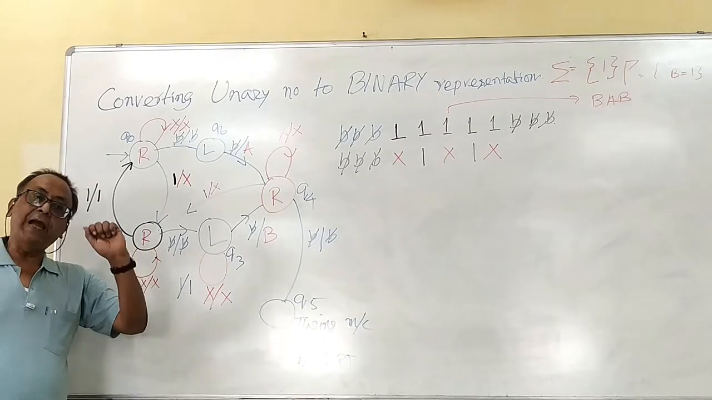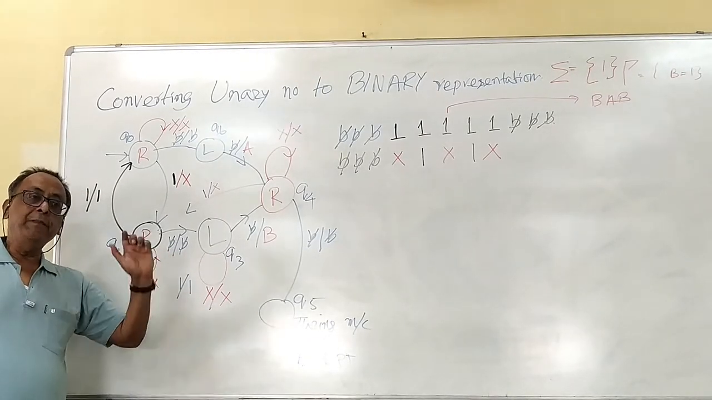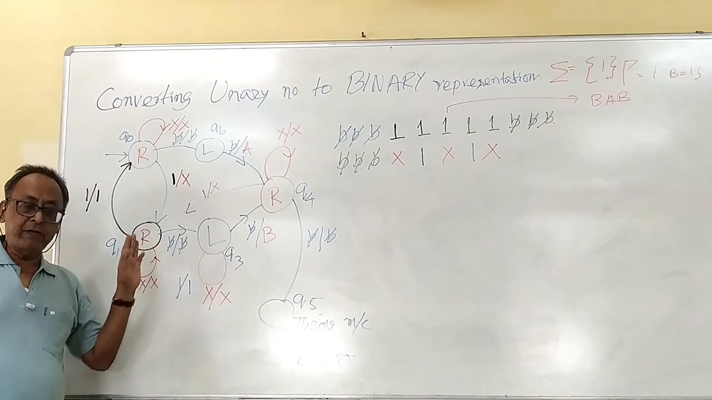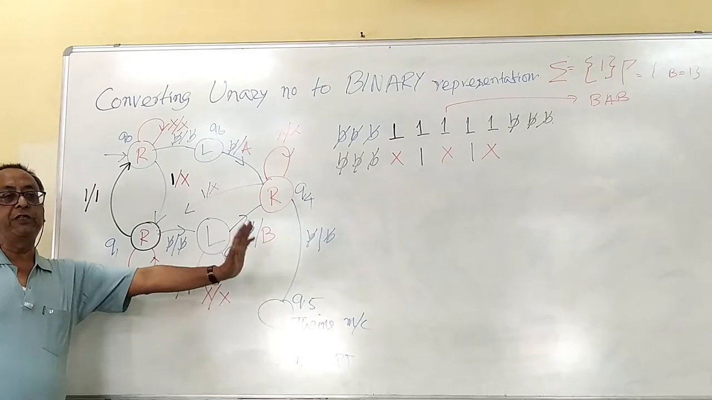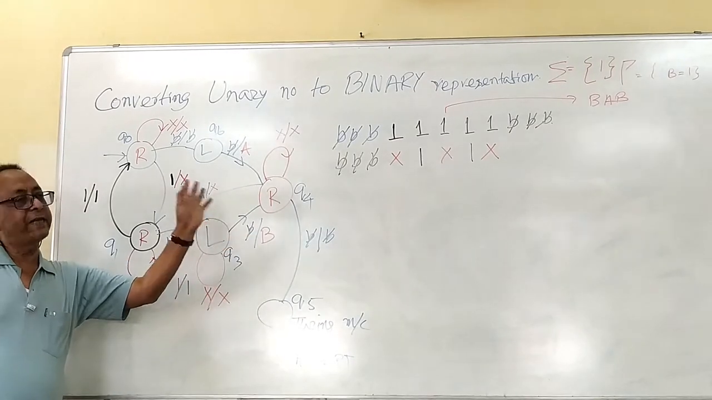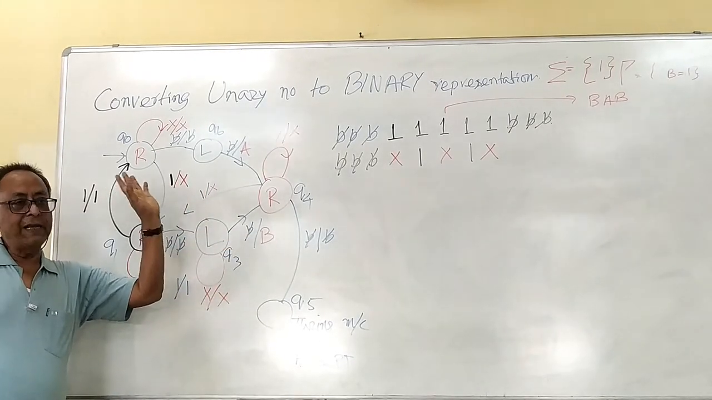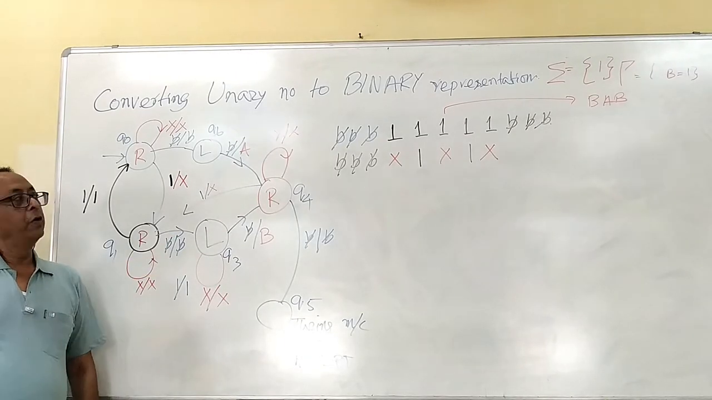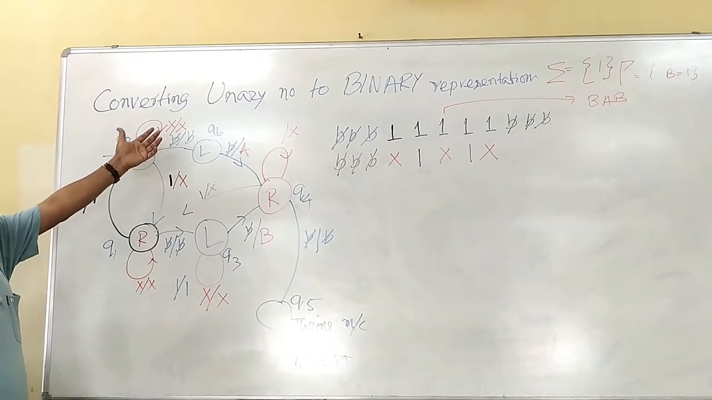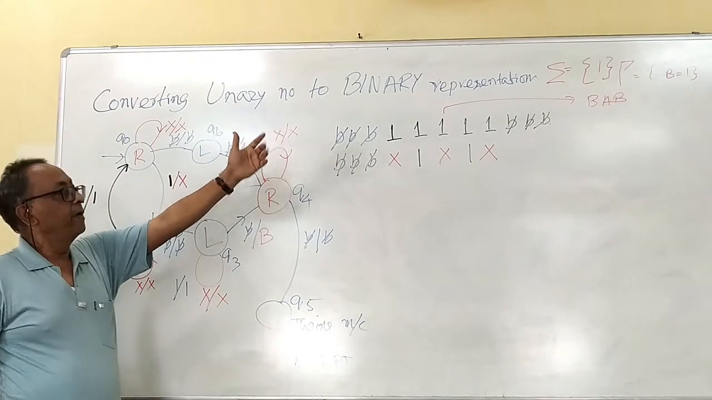The Turing machine can do a to the power n, b to the power n by matching, crisscrossing a and b, and a to the power n, b to the power n, c to the power n, similarly d to the power n. It can be done by similar state machines. Now, today we have another Turing machine to make a unary to binary representation.